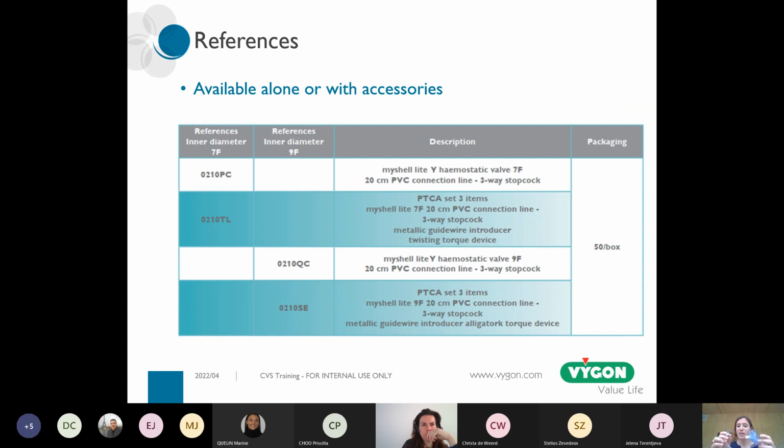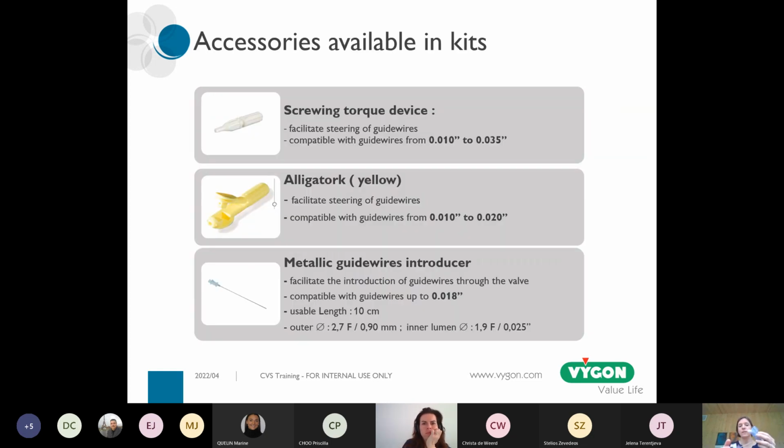This Y connector is available alone or with accessories. Among these accessories, we have two torquers, a screwing torquer. The torquer is used to facilitate the steering of guide wires. So we have the screwing torquer, and we have another torquer, which is an alligator. And we have a metallic guide wire introducer, which is used to facilitate the introduction of the guide wire through the valve.